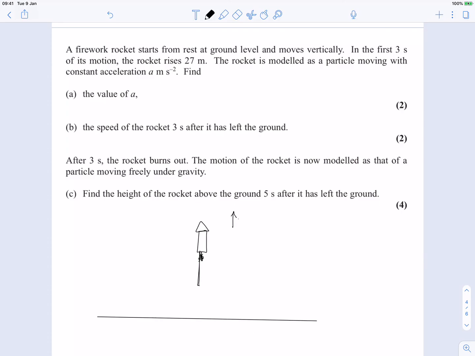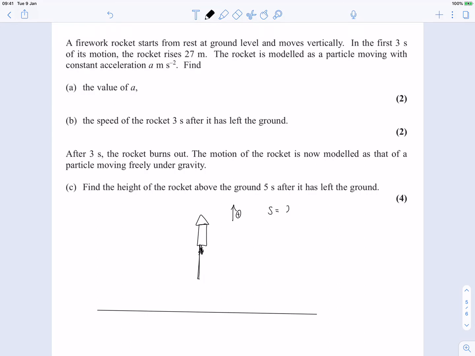Let's take upwards to be positive. Well, how far has the rocket gone? It says the rocket rises 27 meters. S. What's the initial speed? We don't know. U. Do we know what the final speed is? Not really. V. Do we know what the acceleration is? That's the thing we're trying to find. A. Do we know what the time is? T. Yes, first 3 seconds.